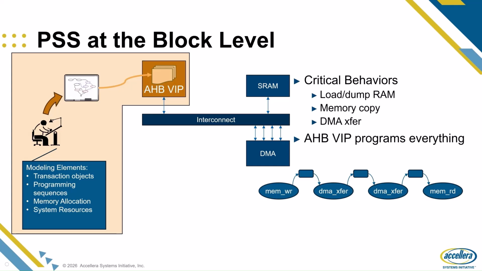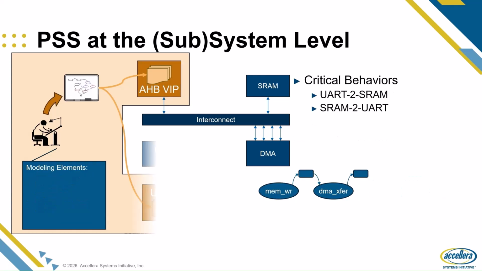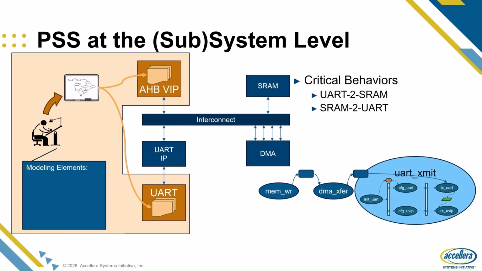So if we're going to start doing this now, we need to think about how we're going to allocate memory in the RAM, where we're going to actually put the data as we move it around, what are the system resources available, how many DMA channels do we have, things like that. Then we can compose these into a system level model where we're going to combine the block level scenarios into higher level things. So the critical behaviors now are getting data from the UART into the SRAM, or from the SRAM into the UART. And now after the DMA transfer, we can actually do the UART transmit operation, which is going to require that, prior to doing that, we also have initialized and configured things as well.